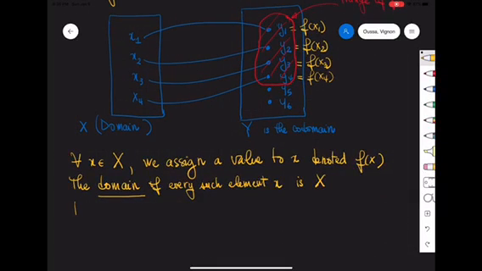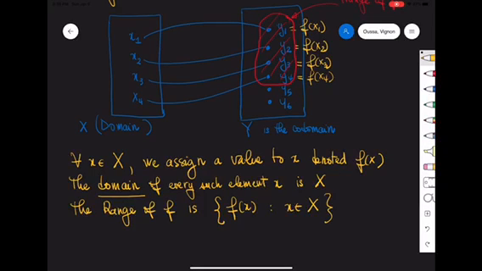So what is the range? The range of f is the set containing all f of x such that little x is in the domain of the function. So simply put, the range contains everything that you obtain through this assignment. And the image of an element little x in big X is f of x.